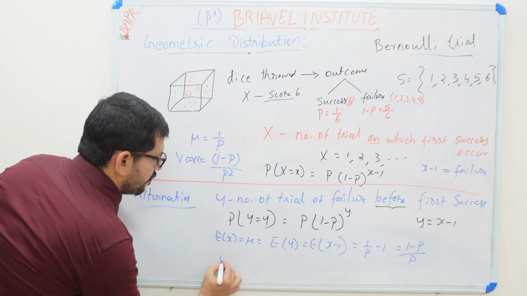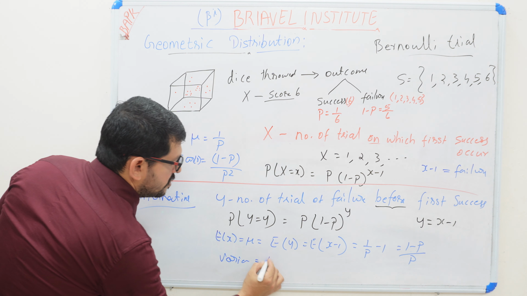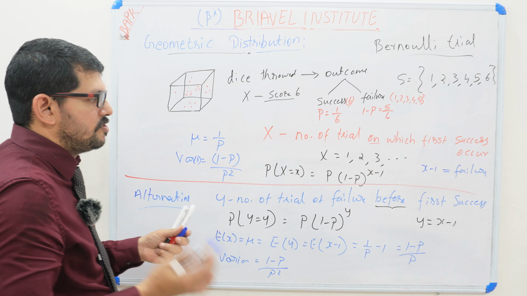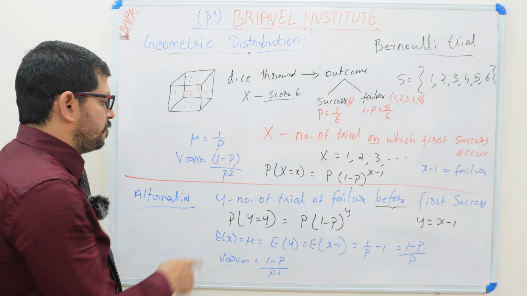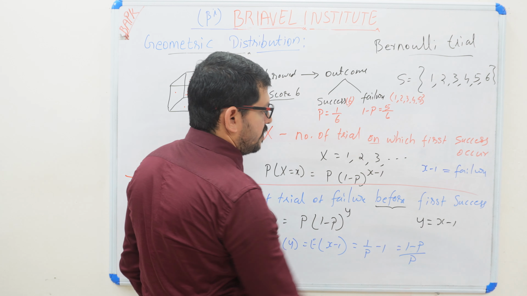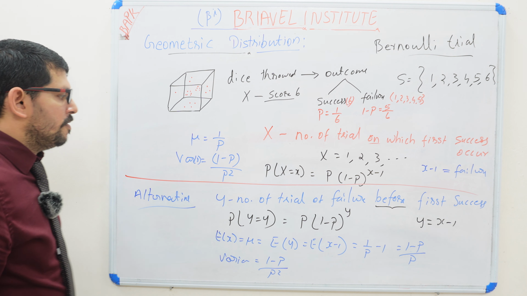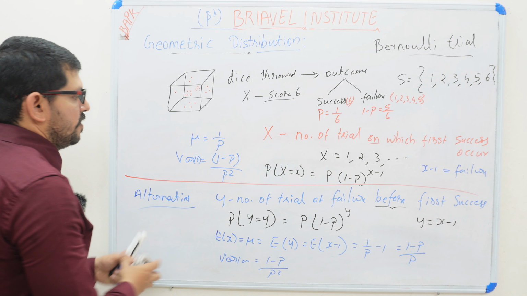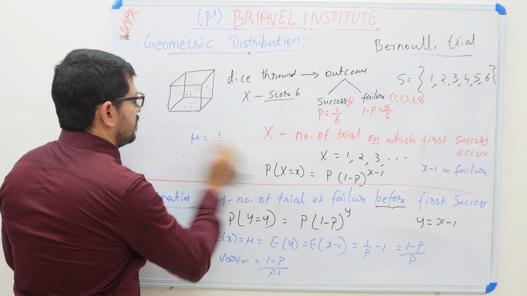So the variance is the same, 1 minus P divided by P square. Variance is the same for both cases. There is no change for the variance. Only the expectation has a change, 1 minus P divided by P. We can take one more example for this alternative case, not the first case. For the alternative case we will take an example.